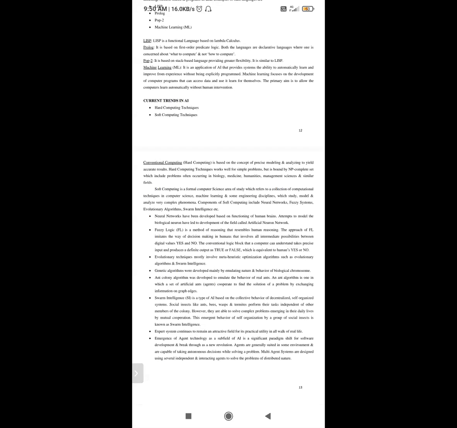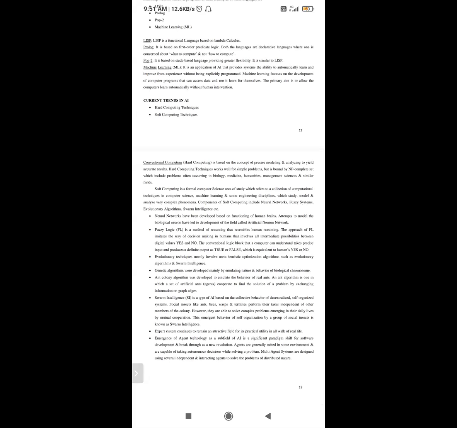And coming to the next one, evolutionary techniques. It involves meta-heuristic optimization algorithms like swarm intelligence and evolutionary algorithms. In the next topics, we're going to discuss all those. Next, genetic algorithms. These were developed mainly by emulating the nature and behavior of biological chromosomes. That means based on the chromosomes human beings have, based on the genes in the human body, these genetic algorithms were developed.